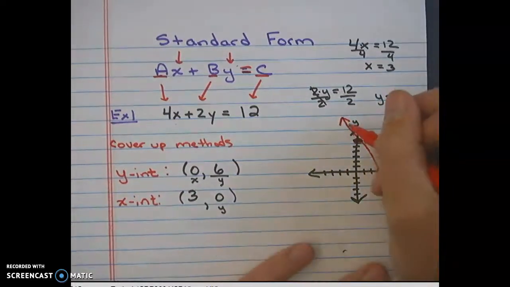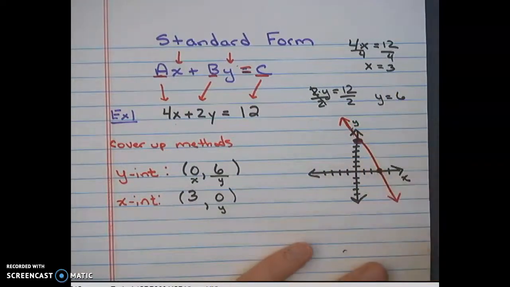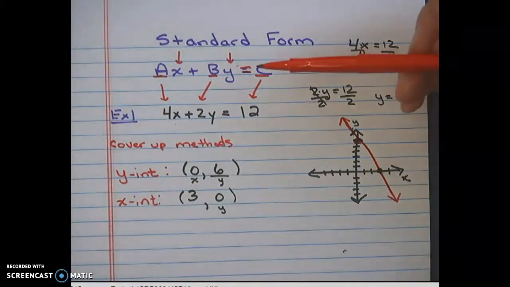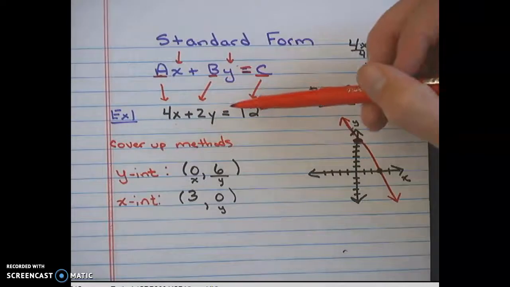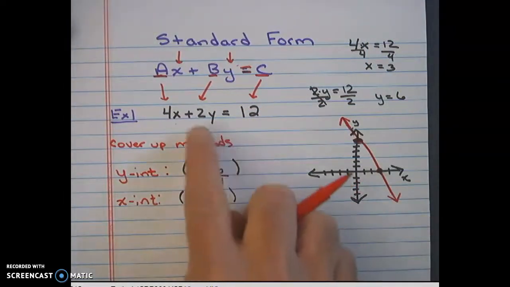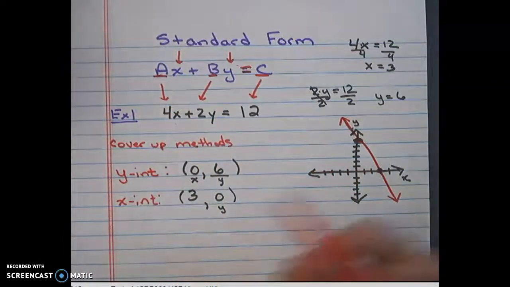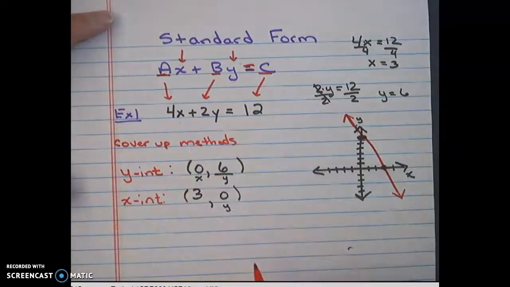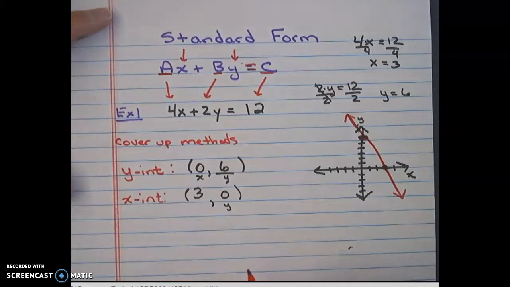Hopefully a little bit straighter than mine. It's supposed to be a straight line. I just struggle drawing straight lines. But yeah, if it's in standard form, where x and y are on the same side of the equal sign, we can use the cover-up method to find each of the intercepts. Or if I wanted, I could rearrange this and get it into slope-intercept form, and I would get the same graph either way. Hope that helps. Talk to you guys later.